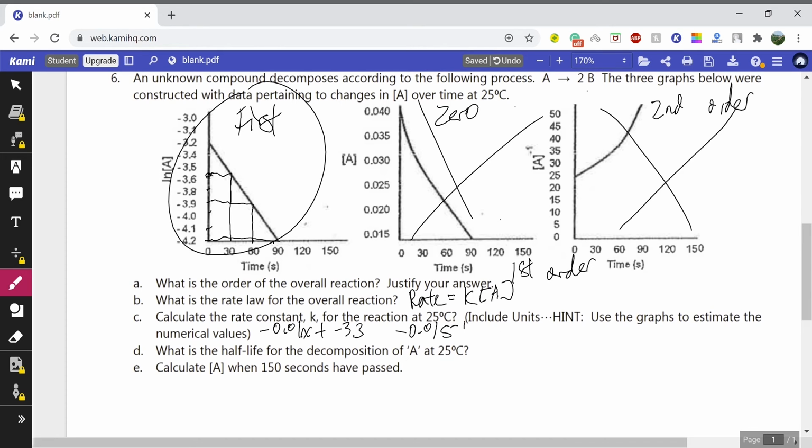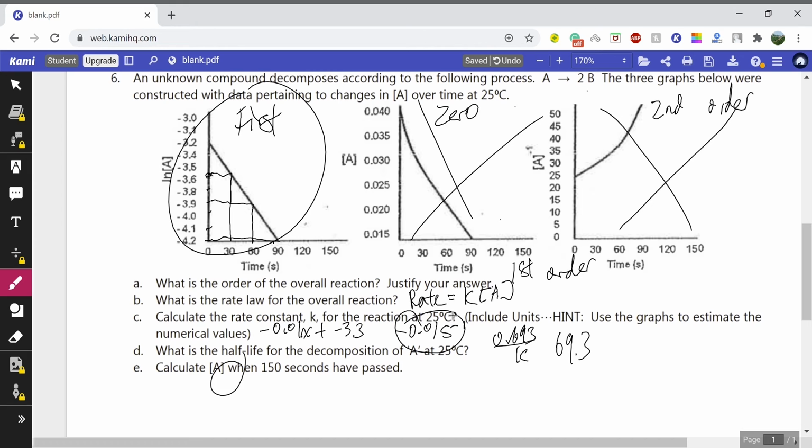Now what is the half-life of decomposition? Half-life will be 0.693 over K. So 0.693 divided by our K, which we just found as 0.01 per second, will be 0.693 divided by 0.01, which gives you 69.3. And that is our half-life of 69.3.